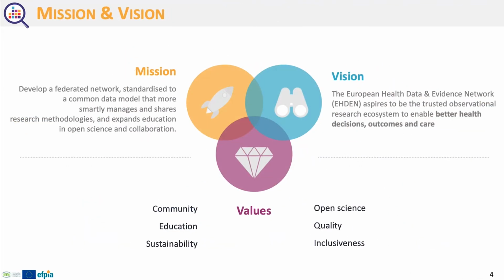So the mission of EHDEN is to develop a federated network that is standardized to a common data model that is more smart, and it manages to share research data and methodologies and expands education in open science and collaboration. Its vision is that it aspires to be a trusted ecosystem that improves our decision-making, our outcomes, and our care. And it's based on values of open science, of quality and inclusiveness, and of strong community with education and sustainability at its core. So let's take a deeper look at what EHDEN is all about.